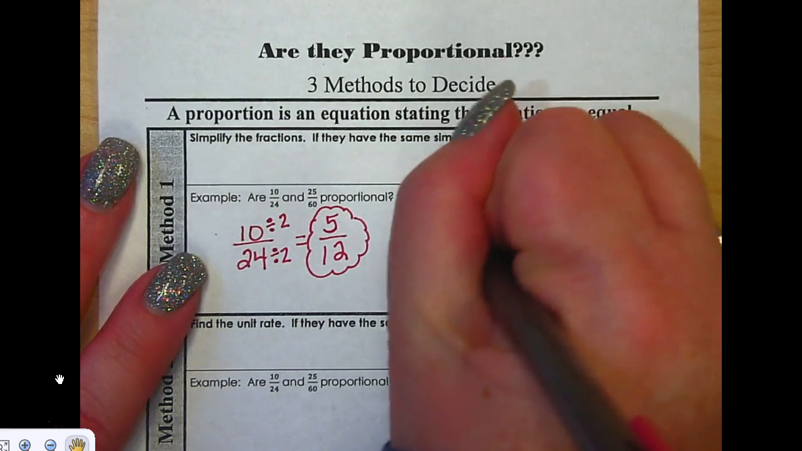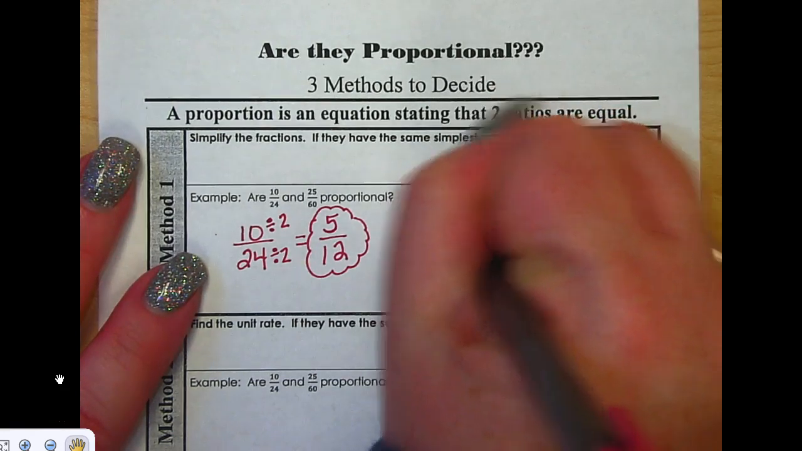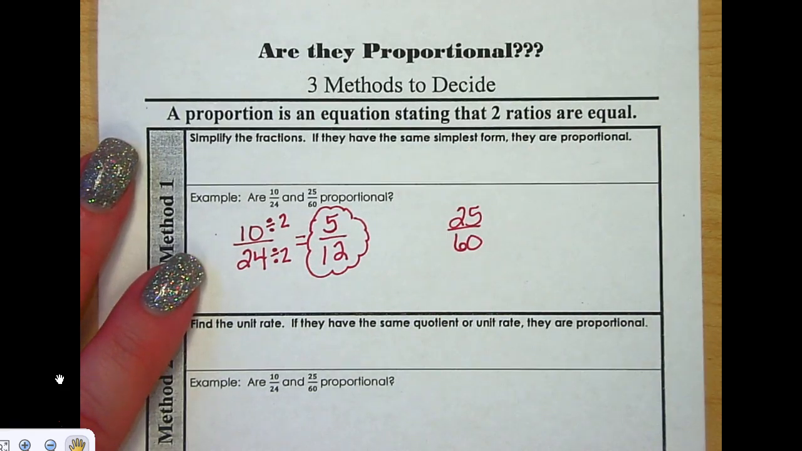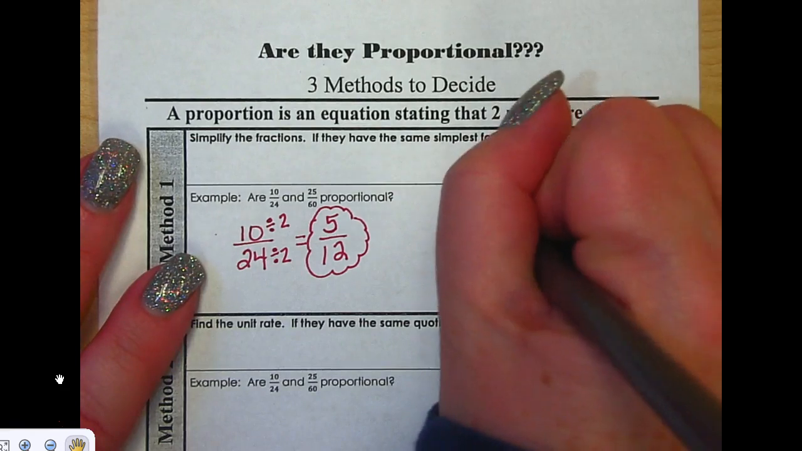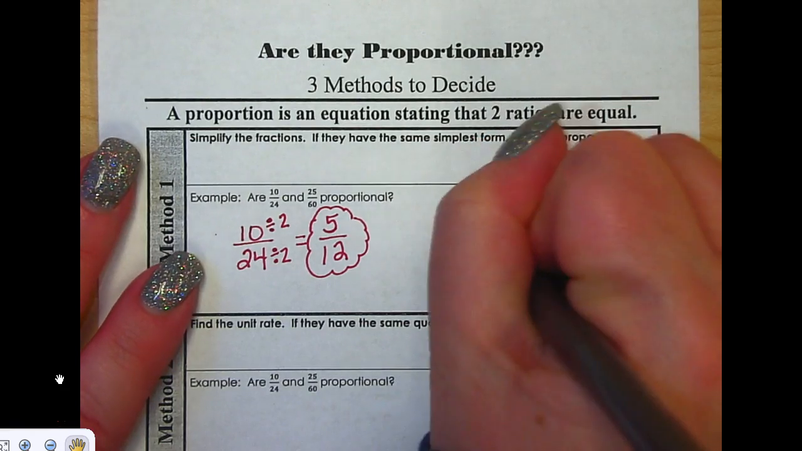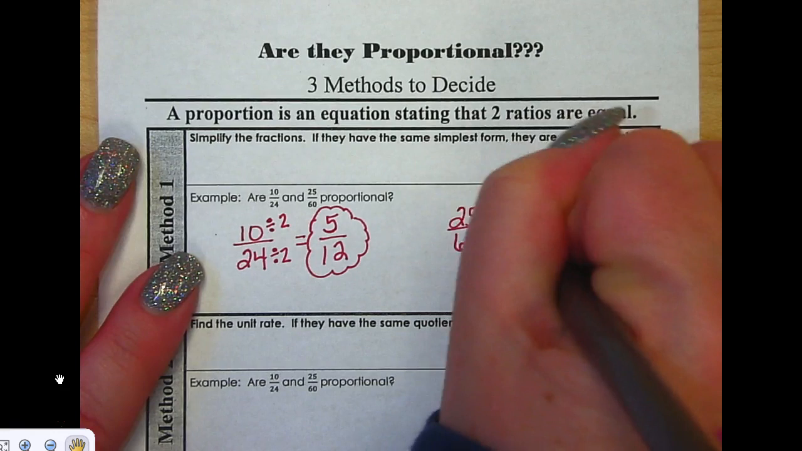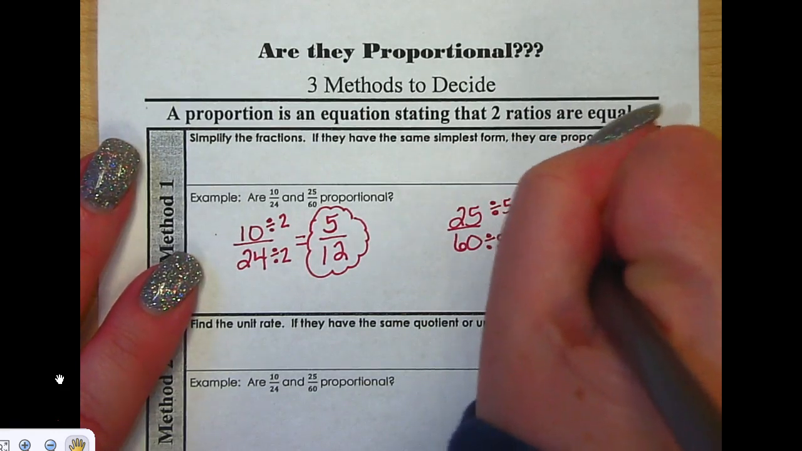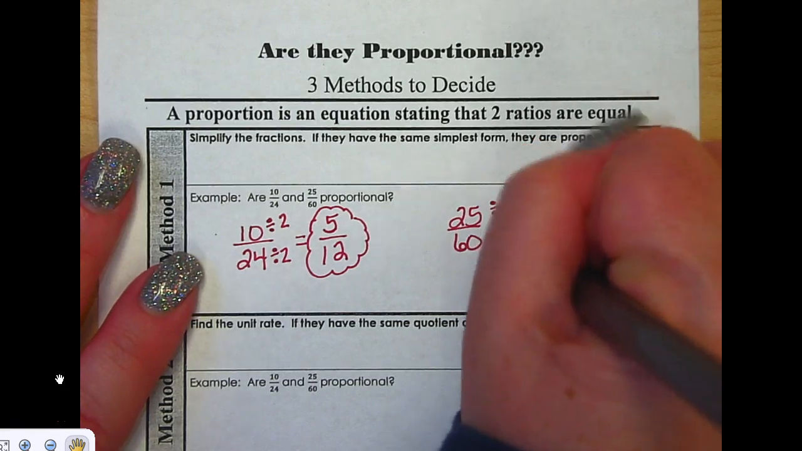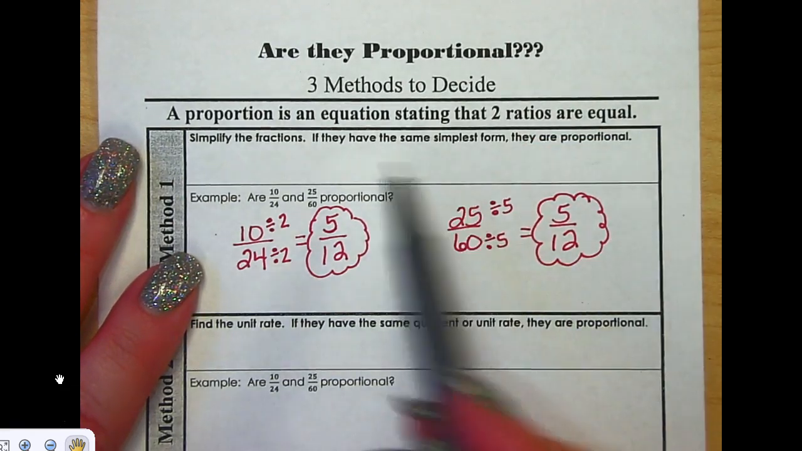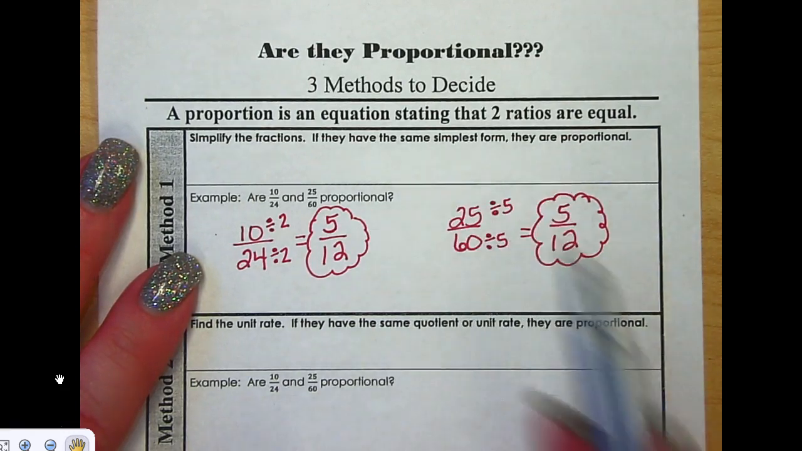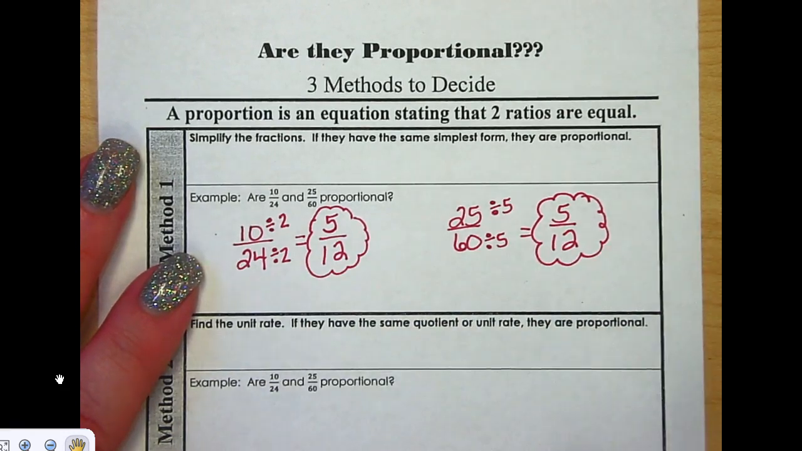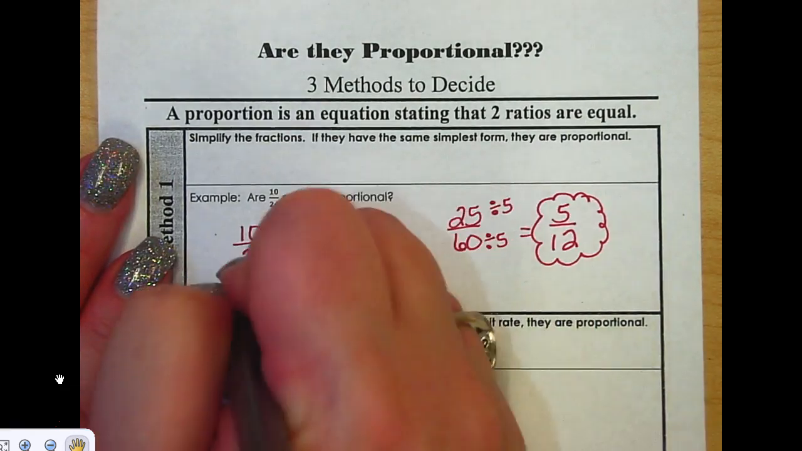Now let's simplify 25/60. What are we going to divide the numerator and denominator by, Camden? 5. 25 divided by 5 and 60 divided by 5. What do we get? 5/12. And that is simplest form. We already talked about why. And it says if they have the same simplest form, they are proportional. Do they have the same simplest form? So what will we say? They are proportional.